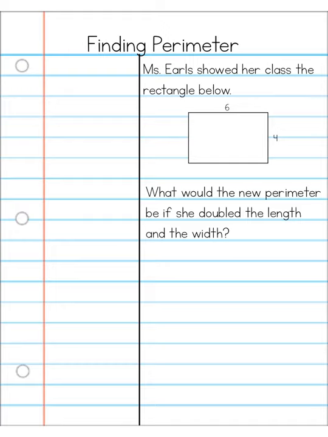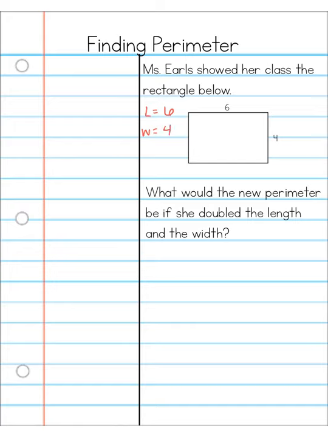Okay guys, now we're going to dive right in and we're going to do some perimeter problems that involve a couple more steps. This problem says Miss Earls showed her class the rectangle below. What would the new perimeter be if she doubled the length and the width? So before I get started on this problem, I want to look at what I already know. I know that the current length is 6, and I know that the current width is 4.